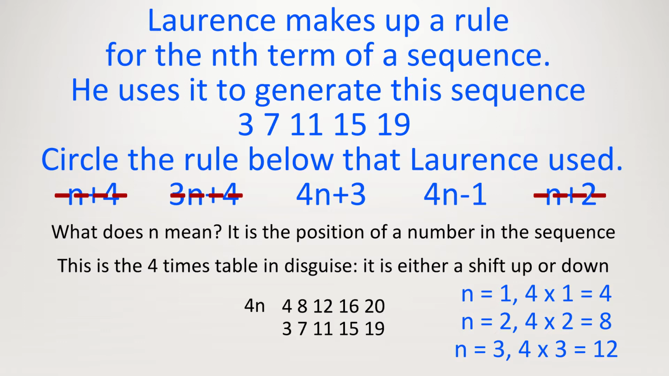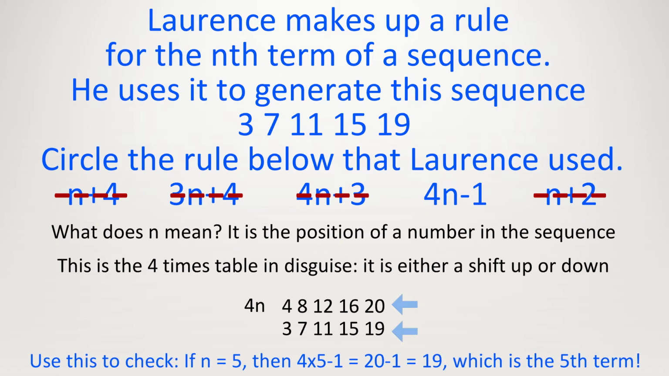Now how do we go from the top row to the bottom row? We take away 1. Hence, we have the rule for this sequence. This is called the nth term, or the rule. The answer is 4n minus 1.